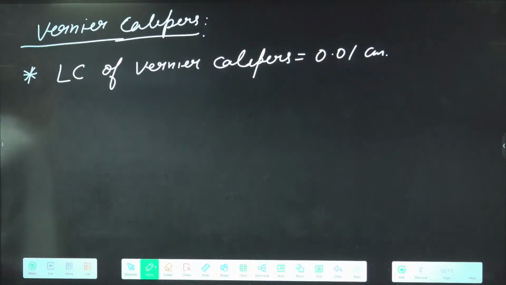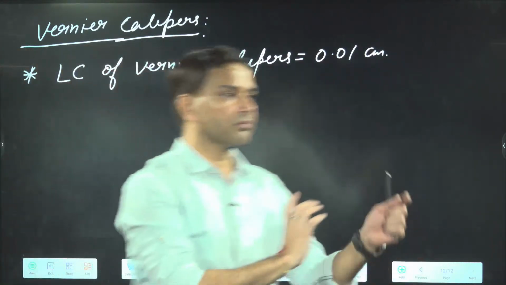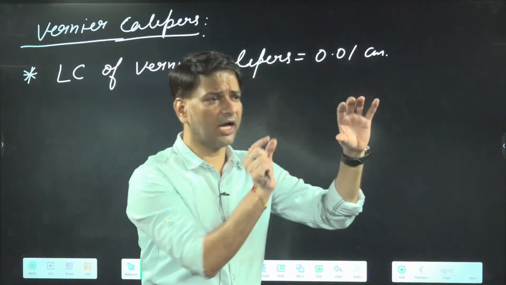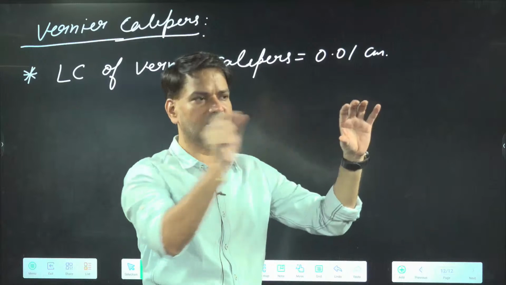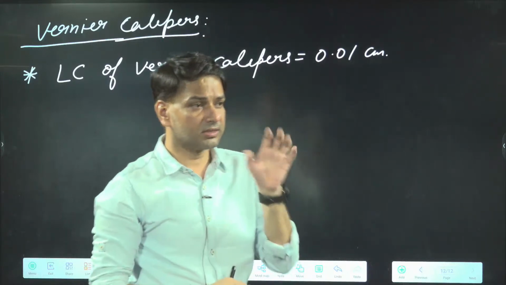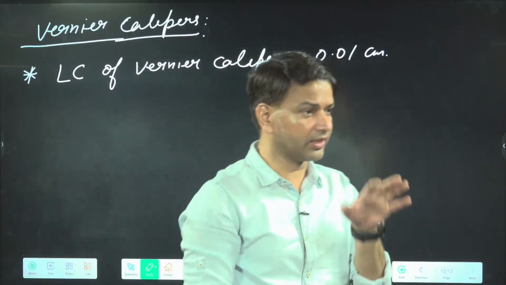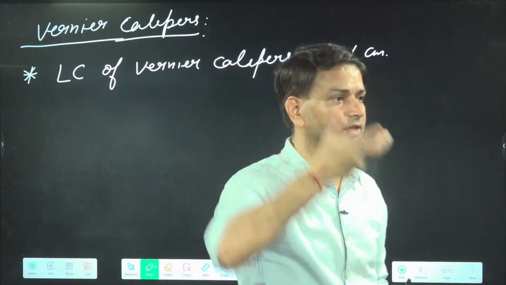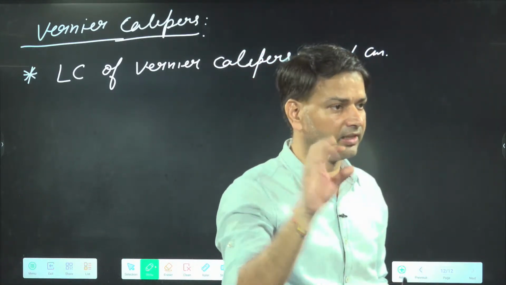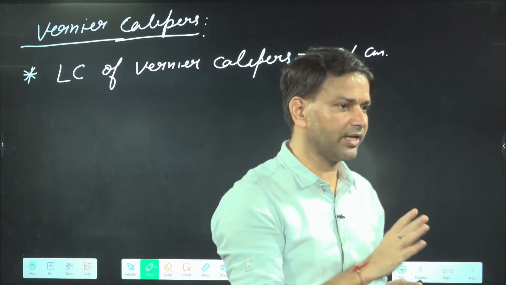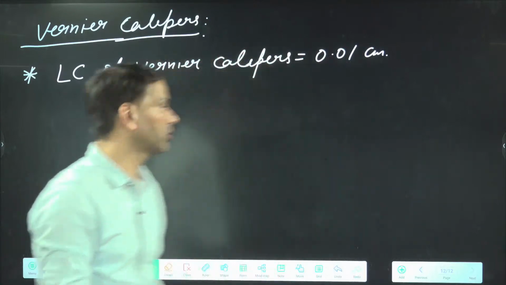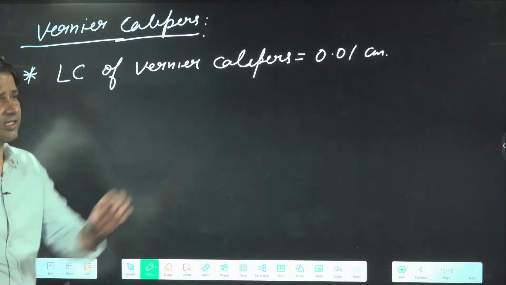Now in vernier calipers you have seen there are 2 scales. One scale is fixed, and there is one sliding scale. That sliding scale we call the vernier scale, and the scale that is a normal scale is the main scale. So vernier calipers has two scales: one is the main scale, one is the vernier scale.